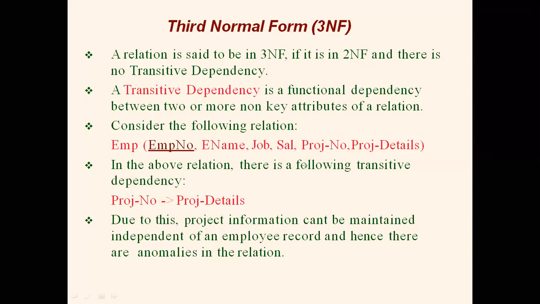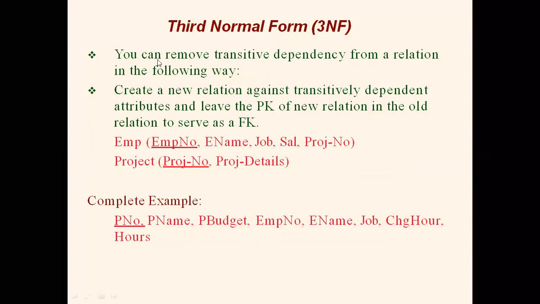Okay, if we want to remove these anomalies, we can do this. Okay, so let us look at the other theories. You can remove the transitive dependency from the relation in the following way. So this is one table, this is another table. As we said, we have seen how it can be done.